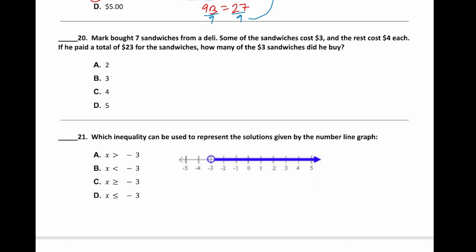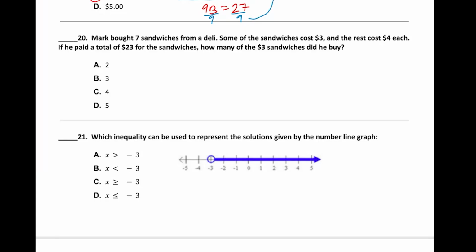Number 20 says Mark bought 7 sandwiches from a deli. Must be a hungry guy. Some of the sandwiches cost $3 and the rest cost $4. If he paid a total of $23 for all the sandwiches, how many of the $3 sandwiches did he buy?